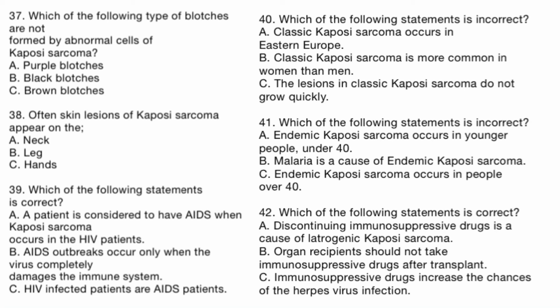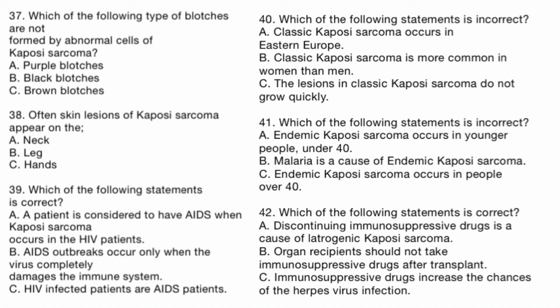Endemic Kaposi sarcoma occurs in younger people under 40. Rarely, an aggressive form of endemic Kaposi sarcoma is seen in children before puberty. This type of Kaposi sarcoma usually affects the lymph nodes and other organs and can progress quickly.